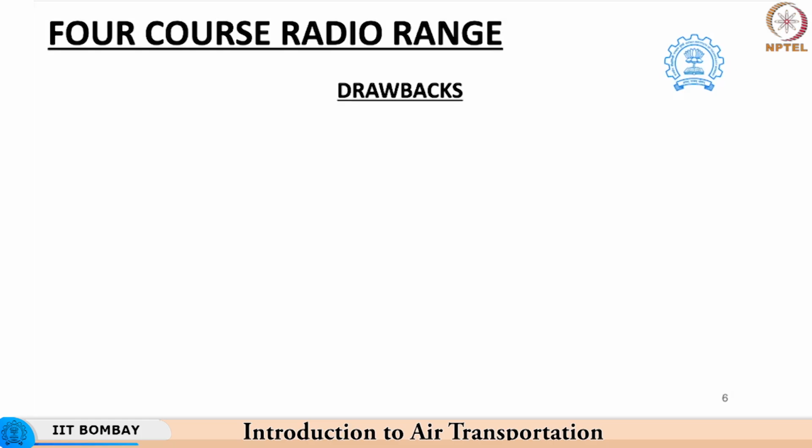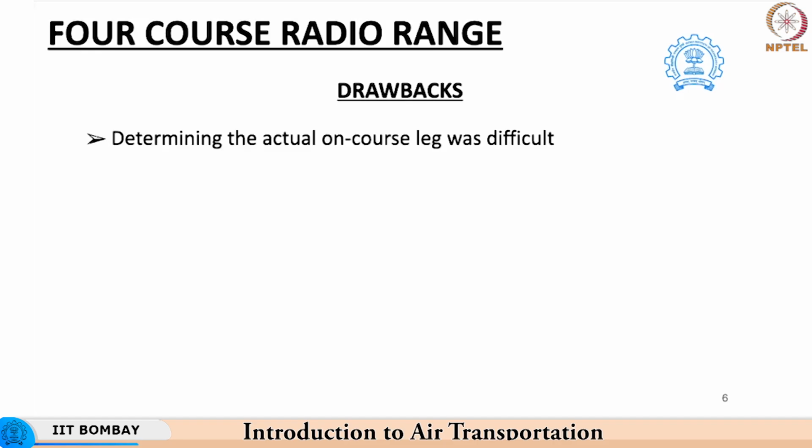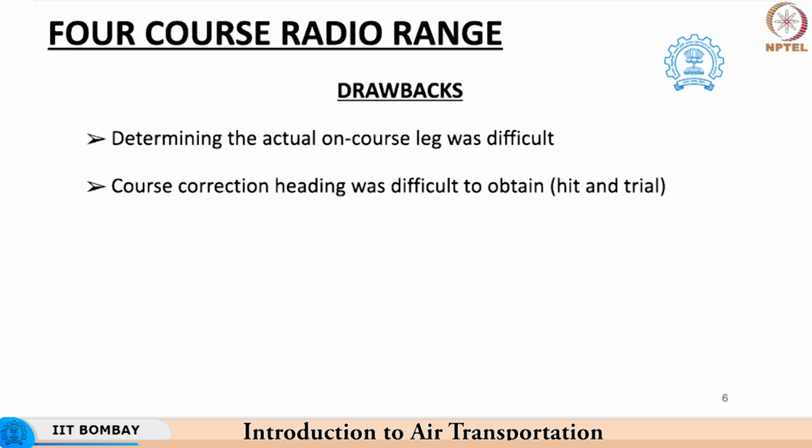There are certain drawbacks associated with this type of navigation aid, most notably that the pilot would never be able to actually determine the on course leg, and course correction heading was difficult to obtain. Whenever a pilot understood that he was in a particular sector, that is A or N, he would have to carry out a series of hit and trial processes to intersect with the on-course leg, and hence it was a very difficult task for pilots to carry out navigation using this navigation aid.